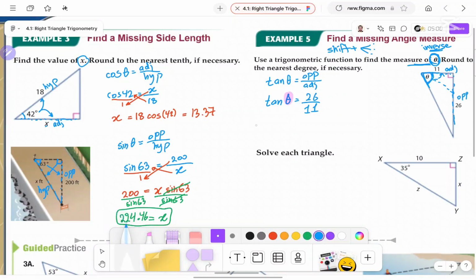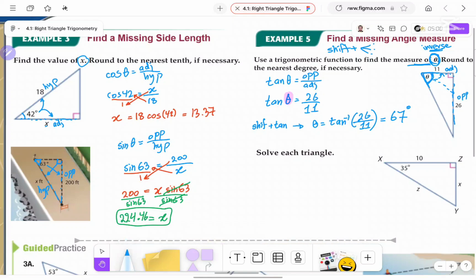So I have to use in the calculator, shift, then click tan. Then the calculator will show you that theta is equal to tan to the power of -1. Then we write 26 over 11, which is equal to 67 degrees. So this is how we can use the inverse.